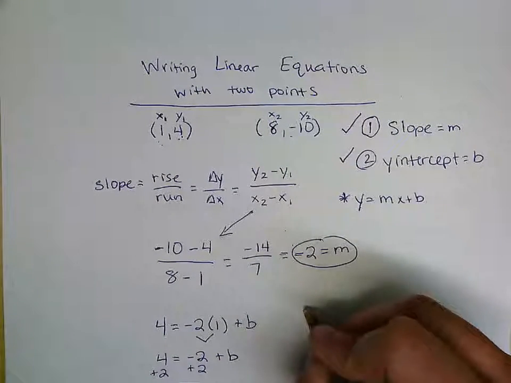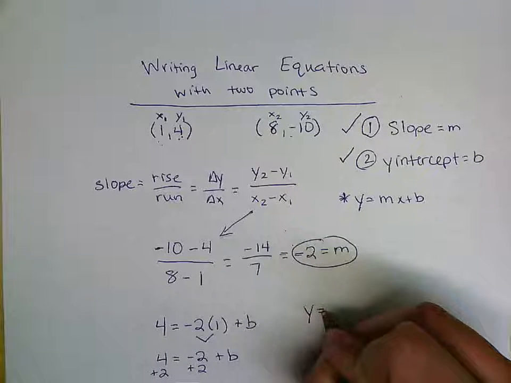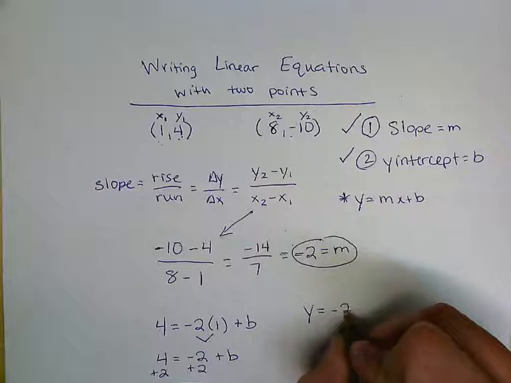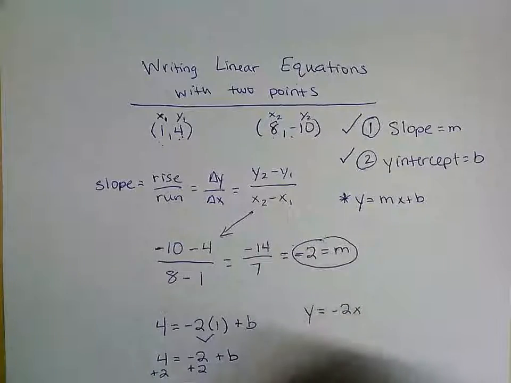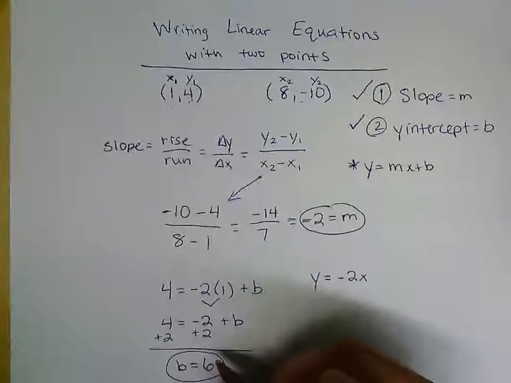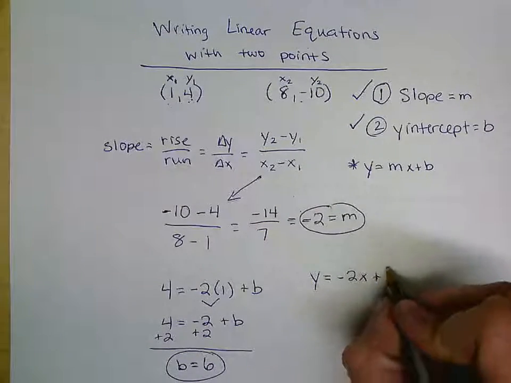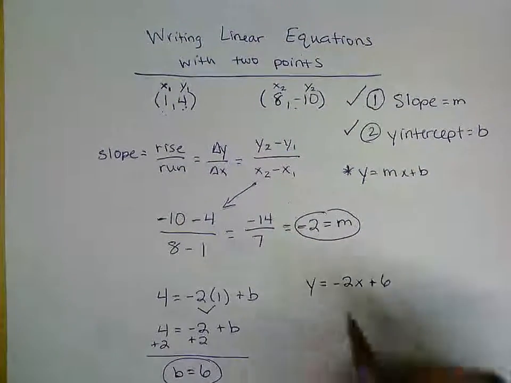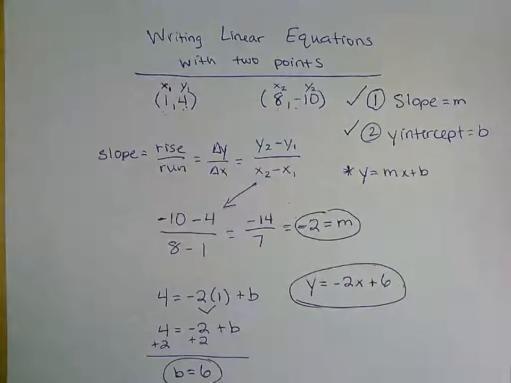So now I can use this form to get my equation of y equals m, which we solved for was negative 2, times x, plus b, which we solved for down here we said is 6. And we end up with this equation of y equals negative 2x plus 6.